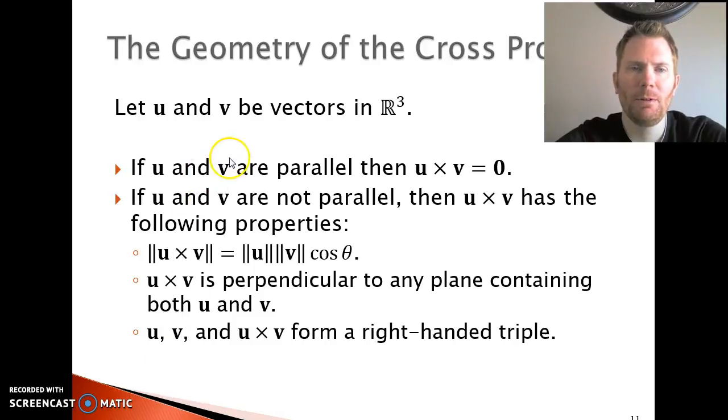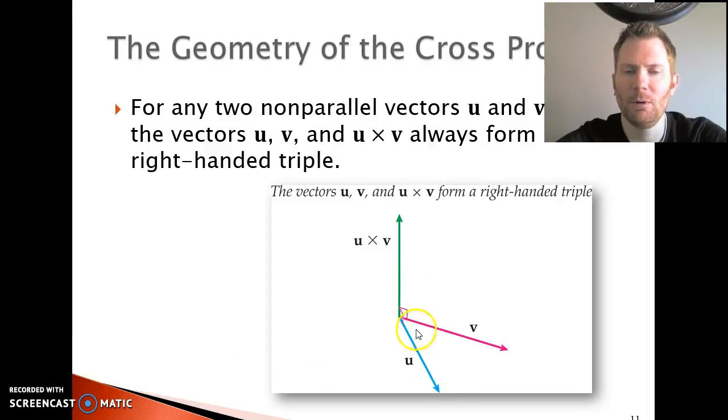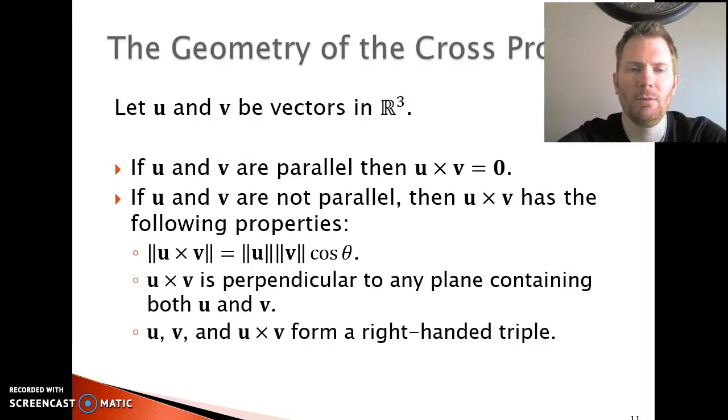So a few more properties of the cross product here. If u and v are parallel, then the cross product ends up being 0. You can try that out with two vectors and see if that's true. If u and v are not parallel, then u cross v has the following properties. The magnitude of the cross product is equal to the magnitude of u, magnitude of v times sine theta, and u cross v is perpendicular to any plane containing u and v. You can kind of see that here too, that u cross v is perpendicular to both u and v. And u, v, and u cross v form a right-handed triple.